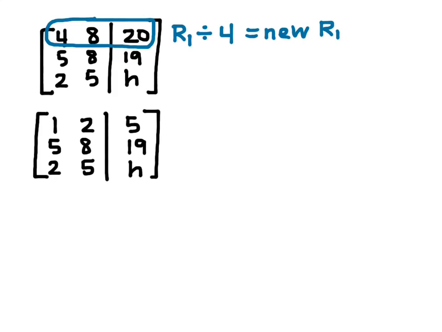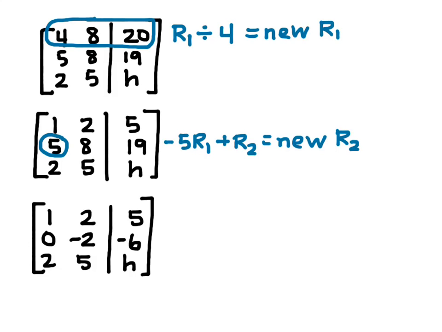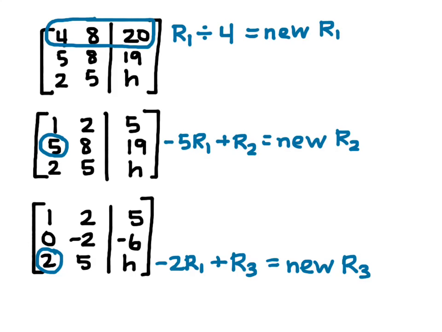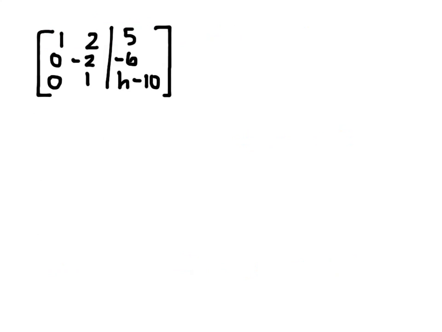Now I want to start zeroing out the entries in column 1 underneath the leading 1. So I'm going to start with this 5, and I'll do negative 5 row 1 plus row 2 equals the new row 2. So we get the new row 2 of 0, negative 2, negative 6. Now I want to zero out this 2, and so I'll do negative 2 row 1 plus row 3 equals the new row 3. And my new matrix becomes the new row 3 of 0, 1, h minus 10.